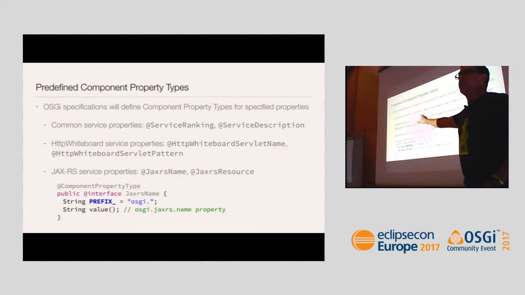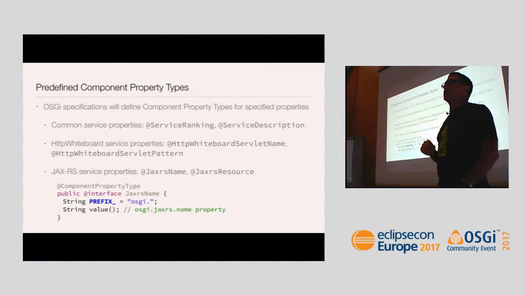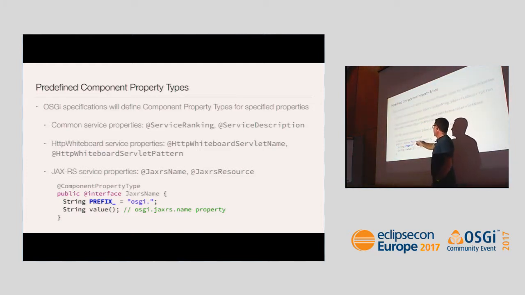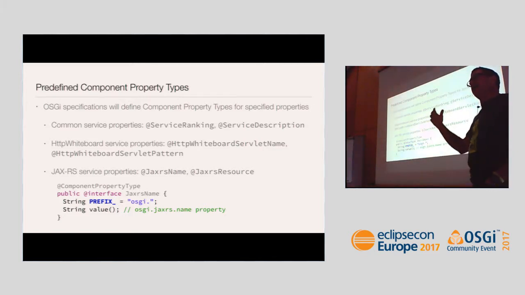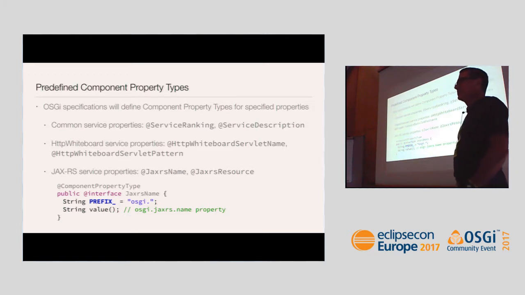And the same is true for the forthcoming JAX-RS specification. So when you annotate your component with JAX-RS name, that will generate a property, OSGi.jaxrs.name. And so you get to use a nice annotation, and the runtime gets the property name it needs on your service. So it makes programming a lot nicer than it used to be.